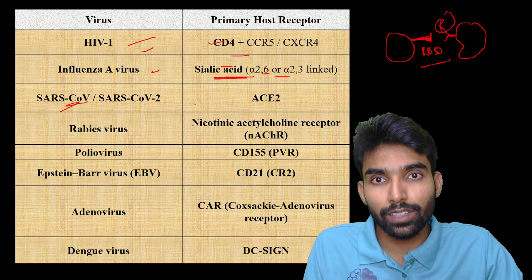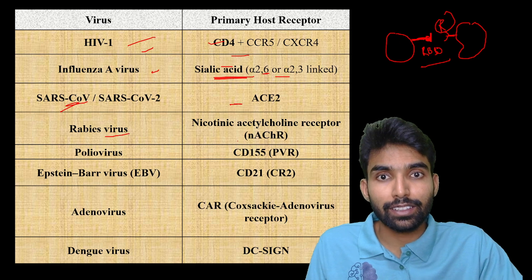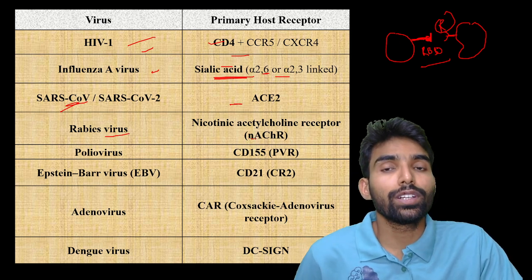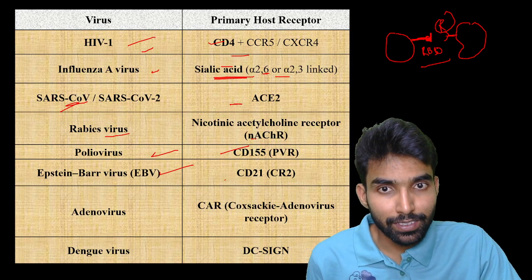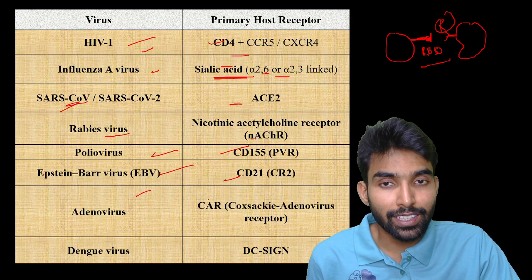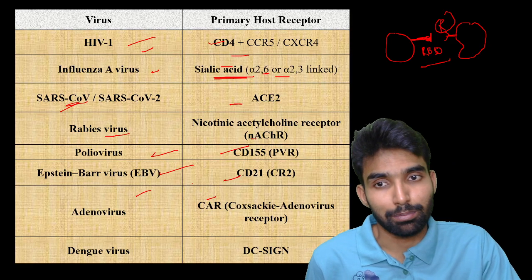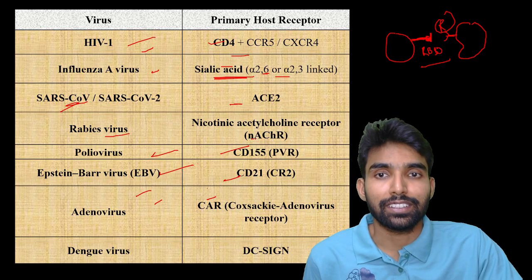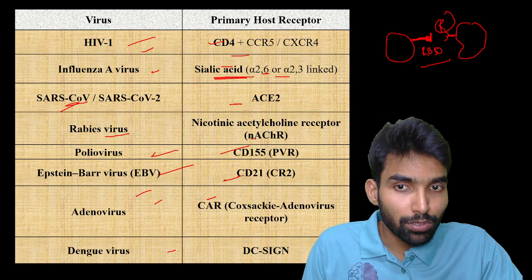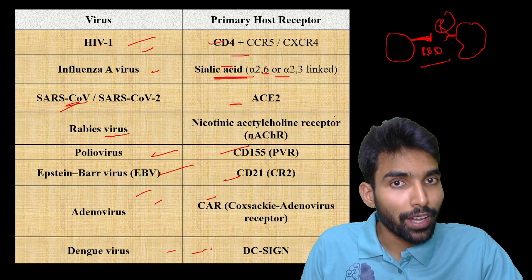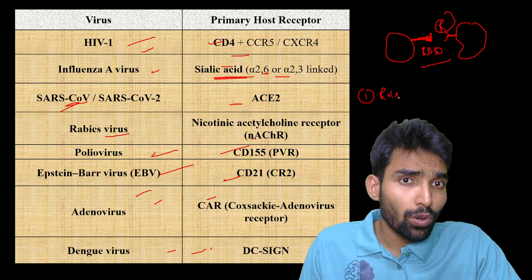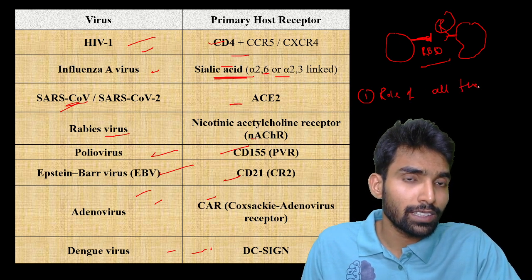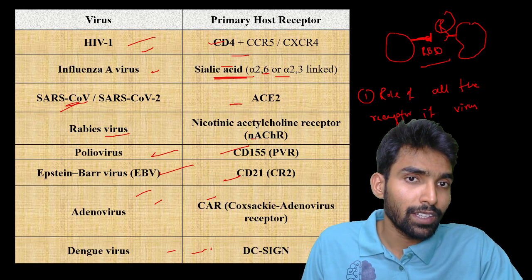For SARS-CoV, as we know, it's the ACE2 receptor. For rabies virus, it's the nicotinic acetylcholine receptor. For poliovirus, it's the CD155 receptor. For Epstein-Barr virus, it's CD21. For adenovirus, this is the CAR. CAR means Coxsackie adenovirus receptor. For dengue, it's DC-SIGN. So from the exam point of view, you have to remember all these things, but I am also provoking you to think about what the role of all these receptors is if the virus doesn't infect the host.